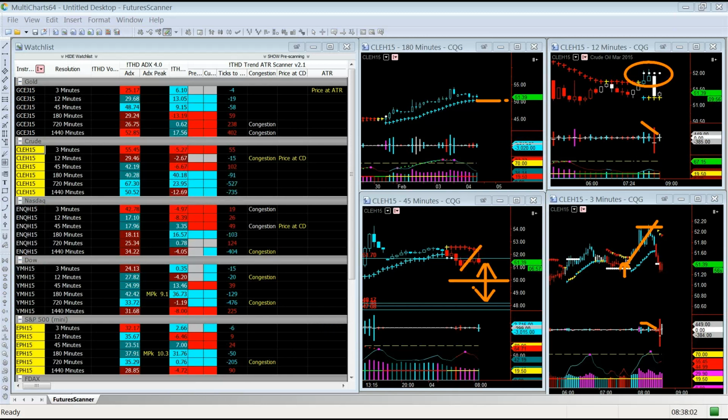Yeah, you'll get a magenta peak. It'll retrace back. But remember, crude moves pretty fast. You got to be on your game to get in that one.